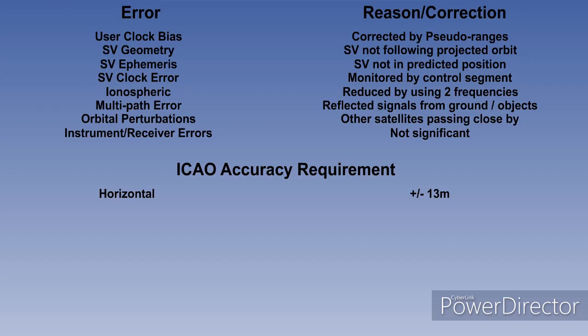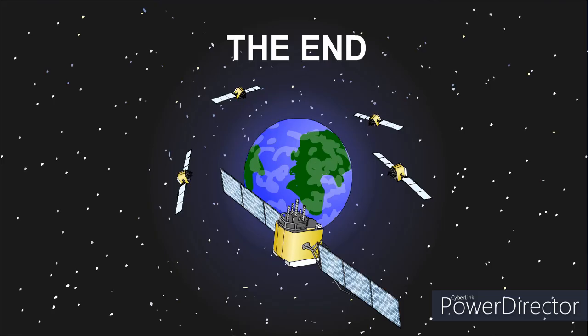The horizontal error is plus or minus 13 meters. Vertically, it is 22 meters. And timing accuracy is to within 40 nanoseconds of UTC. That concludes this lesson.